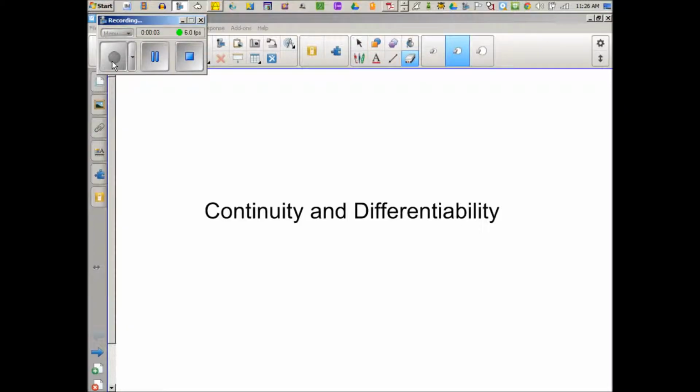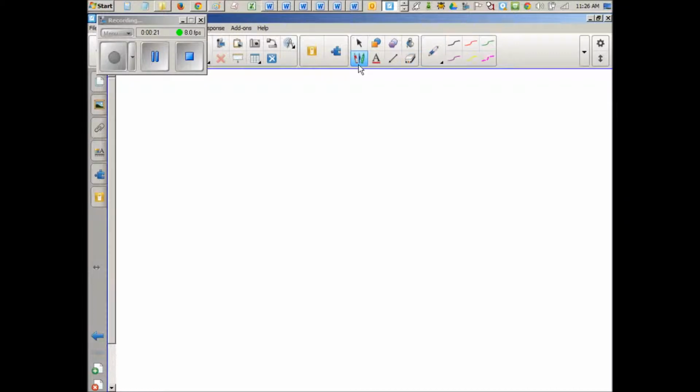Okay, so this is our last lesson for the calc unit, and it doesn't mean it's the hardest lesson, okay? I'm not really sure why we waited until now. Maybe so that we had a lot of derivative tricks up our sleeve, you know, to make this smoother or something. Okay, so we're going to talk about continuity and differentiability.